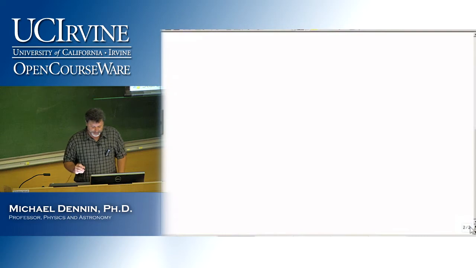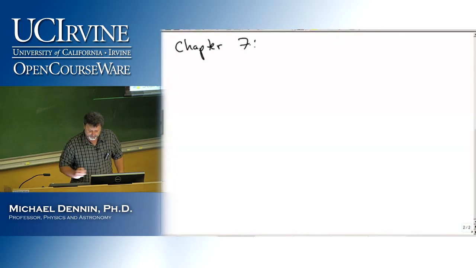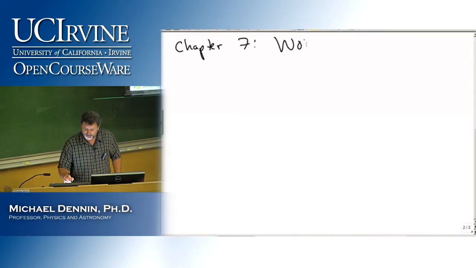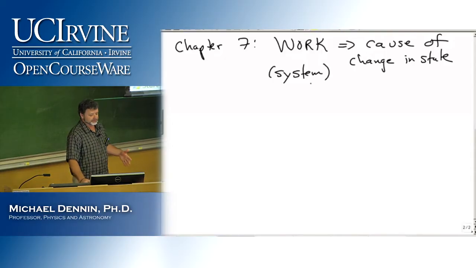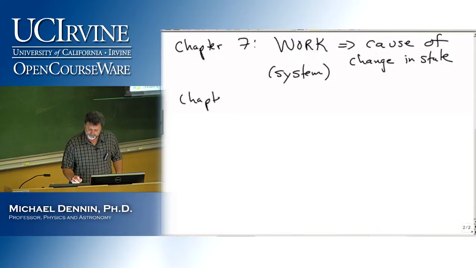So how does this break down? This week we'll basically do Chapter 7. And the focus will be introducing the concept of work, which is the cause of a change in state. And we're going to have to start figuring out what we mean by a system. Then we're going to go into Chapter 8.